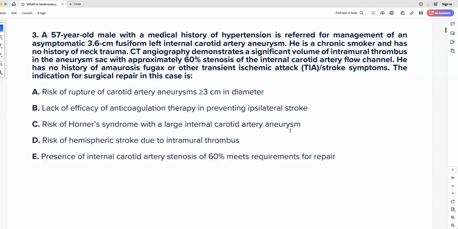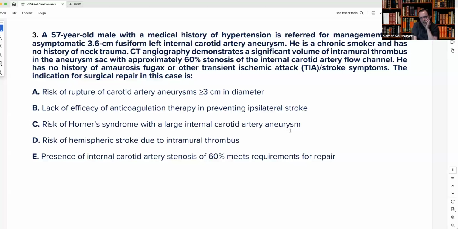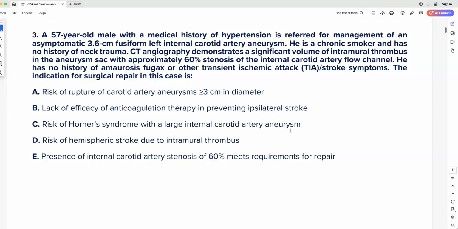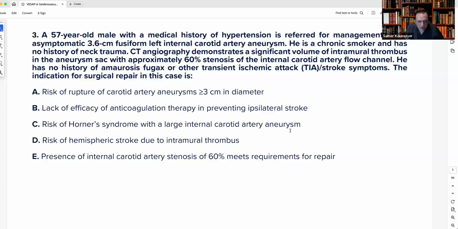Okay. Risk of rupture of carotid artery aneurysm more than or equal 3 centimeters in diameter. I don't think it's the right answer. Now, was the indication for surgical repair because of the risk of rupture? No, in this case, the indication of repair is the thrombus more than risk of rupture. B, lack of efficacy of anticoagulation therapy in preventing ipsilateral stroke. Also, this is wrong.